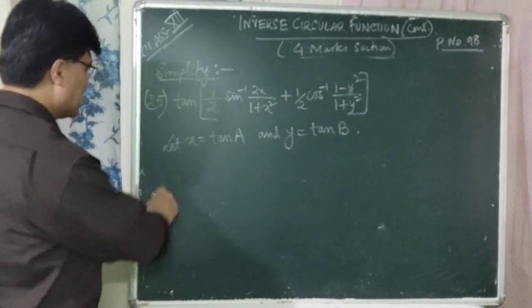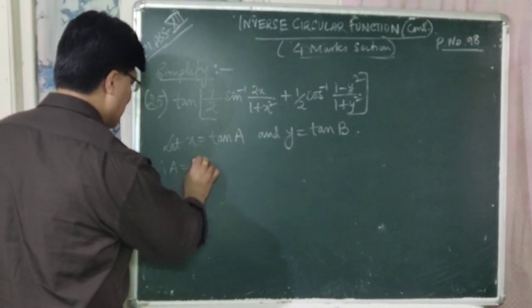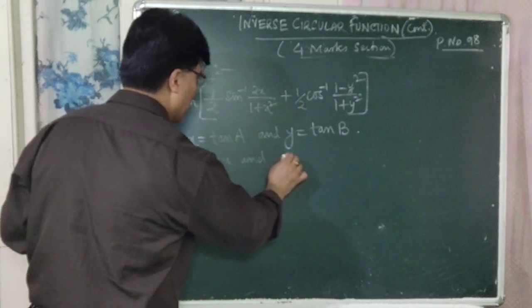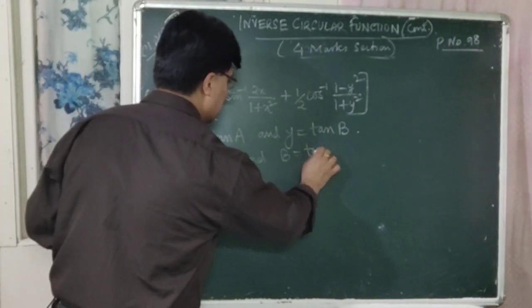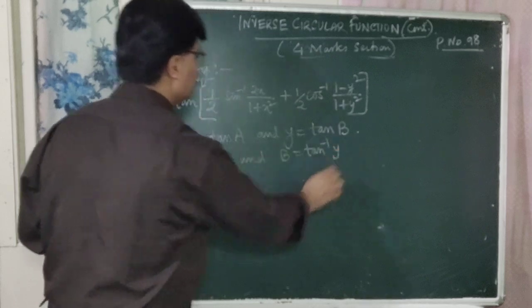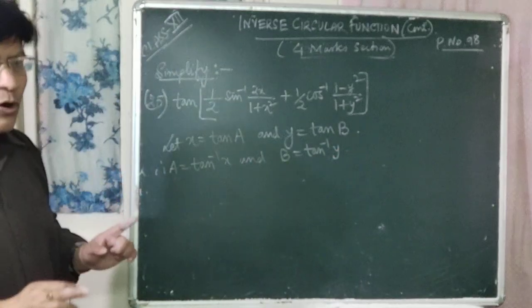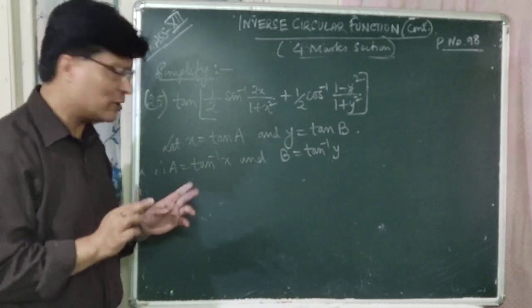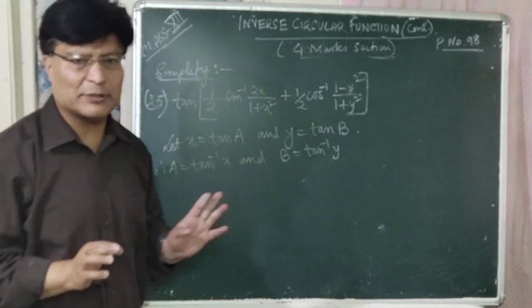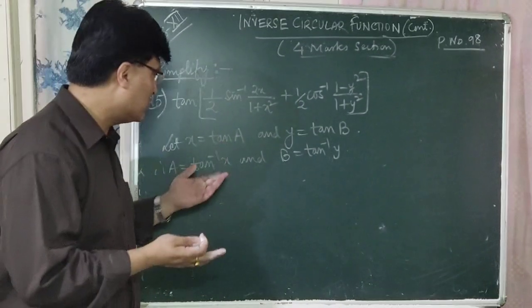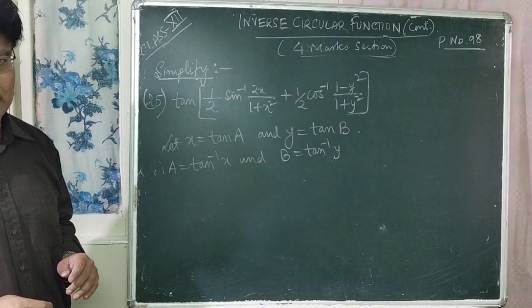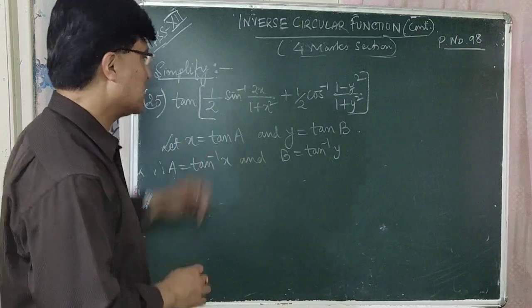Okay. So let us find out the value for A here. What is A is equal to? It is tan inverse x. And what is the value for B here? It is tan inverse y. So we may or may not use the value of capital A and capital B. Or we may use tan A and tan B, that is x and y respectively. Okay. So let us simplify now.